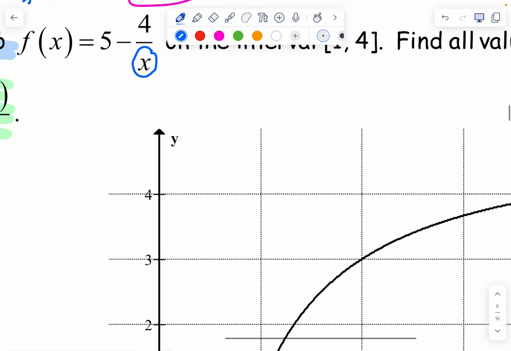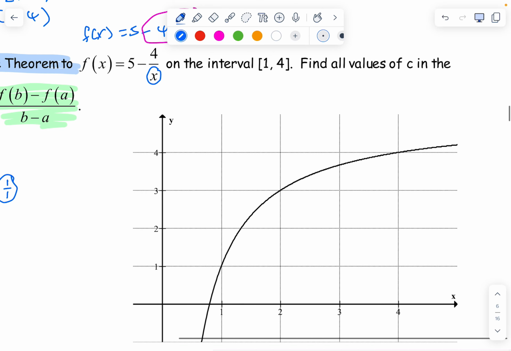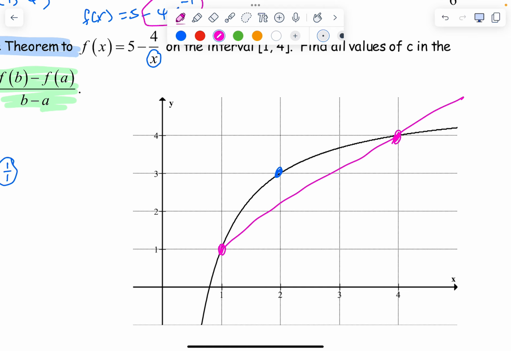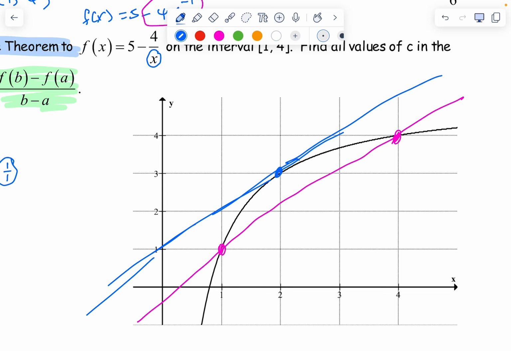So here's my proof to you. I am going to go to 2. Everyone go to 2. And also go to 1 and 4. On the AROC, if I connect these 2, here's my line right here. When you apply the mean value theorem, the secant line and the tangent line will always be parallel. So I want you to make a line that's parallel to the other one. And that's always going to happen.